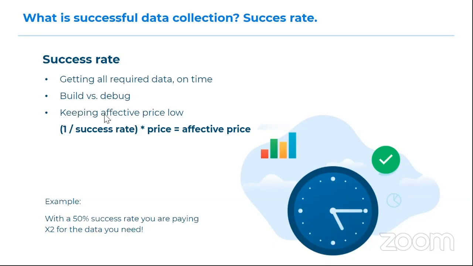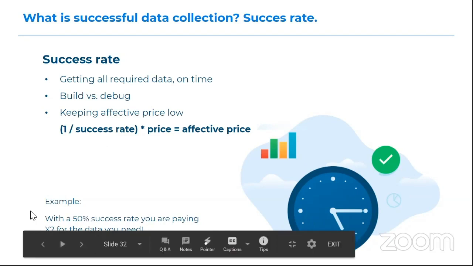The third bullet I put here is keeping an effective price, and that is because in many cases the pricing model is where you pay for traffic, and then the higher the success rate is, the less you pay for the same data. So a great example would be if I'm getting a 50% success rate, that means I'm actually paying 2 times more for the same data versus if it was a 100% success rate.